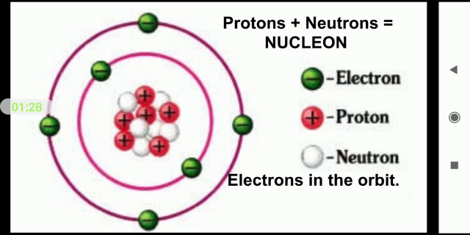Protons and neutrons together make up the nucleus of an atom. Hence, they are called nucleons. The electrons are negatively charged particles. These electrons revolve around the nucleus in different circular paths called orbits or shells.